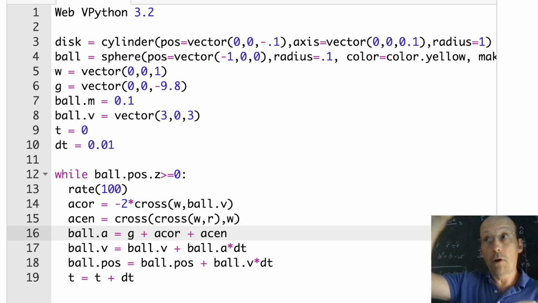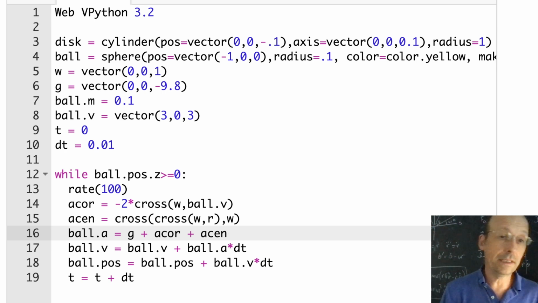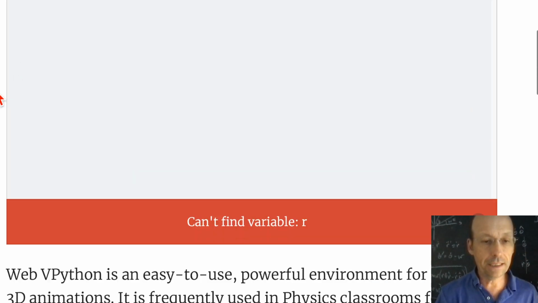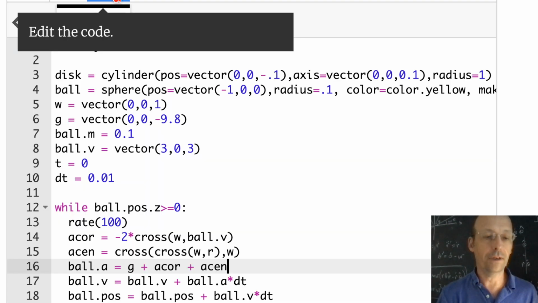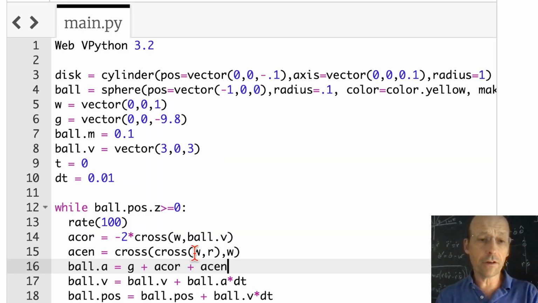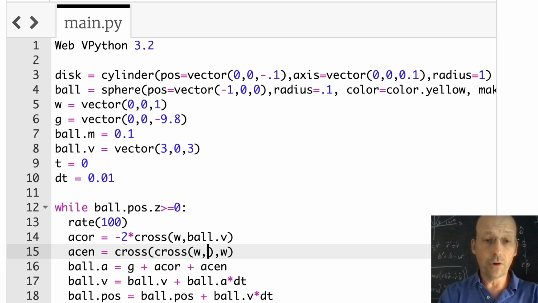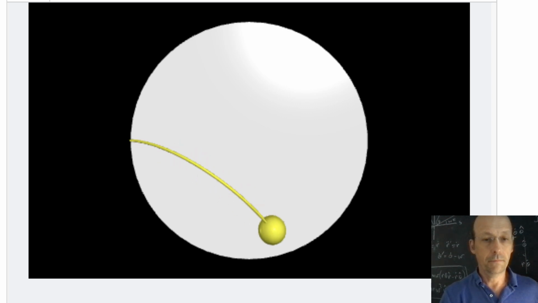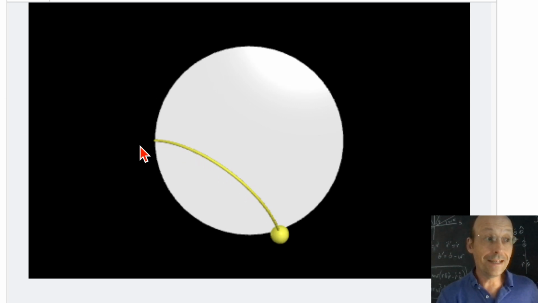Remember, I threw the ball and it went straight across. Let's see what happens now. Nothing. Isn't that amazing? Because I made a mistake. Oh, that's why. Here I did the cross product with r, but there is no r. I'm going to use ball.pos. That is my r. There we go. So it did not go straight across.